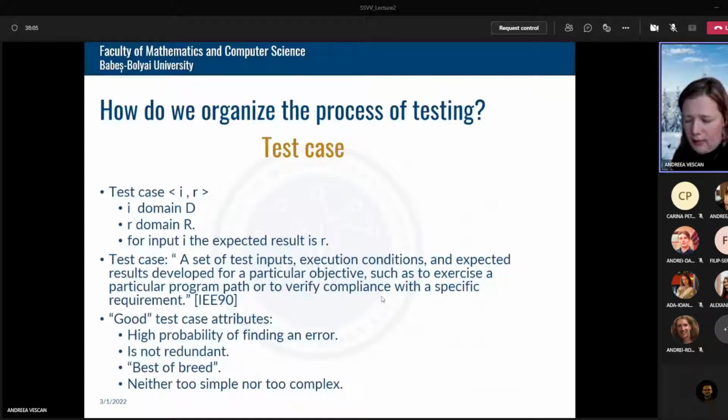How about the test case? Because we talk about designing test cases. When we talk about a test case, you need to specify different aspects. You need to specify the domain of the test case and also the expected result. So there are also some issues to think about: what is the best test case?